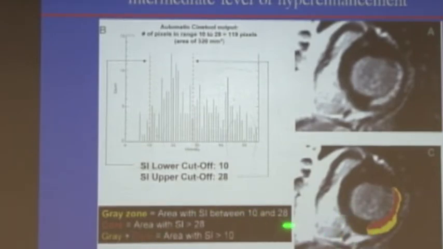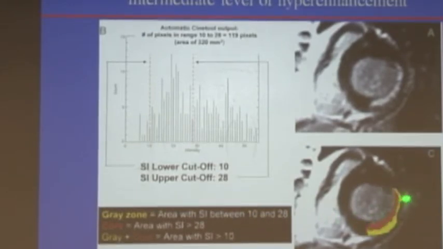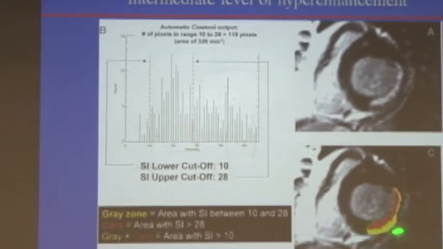There are a lot of different ways of quantifying this gray zone. This one uses a signal intensity cutoff value. If the signal intensity is high enough, you figure that's scar, and that's colorized in red. Then intermediate between the black and the white is this yellow area, which is quantified as the gray zone.